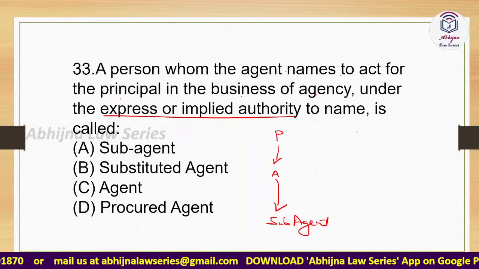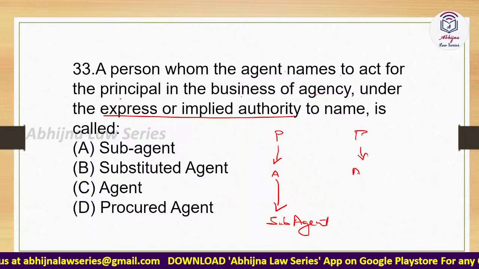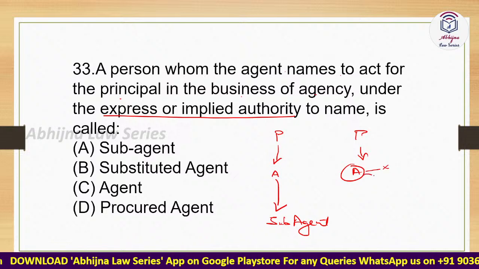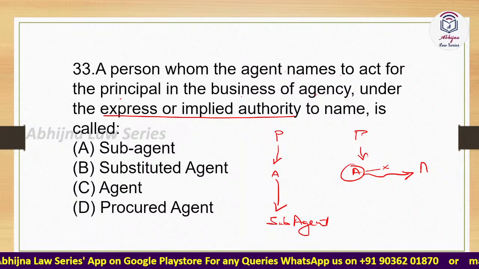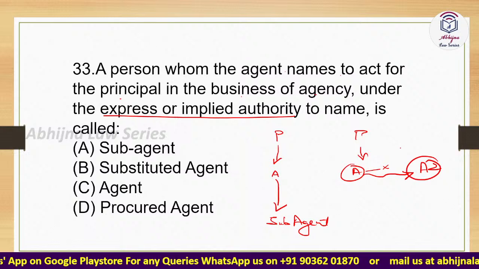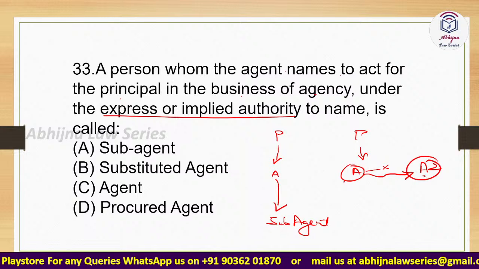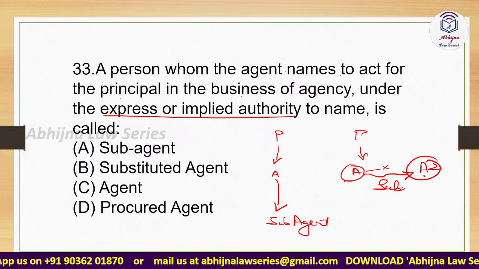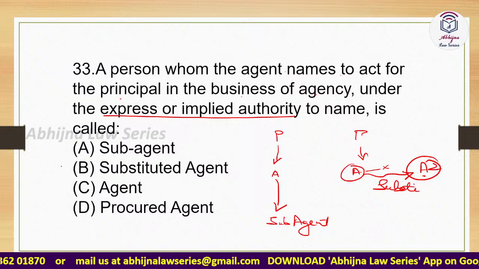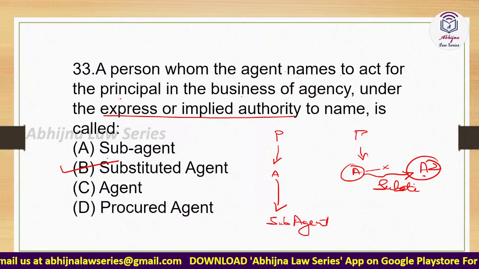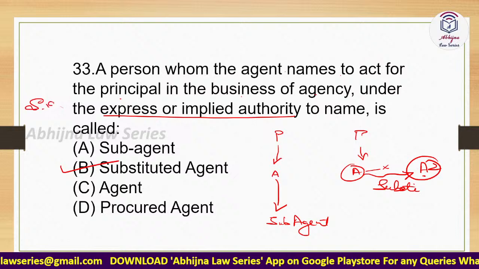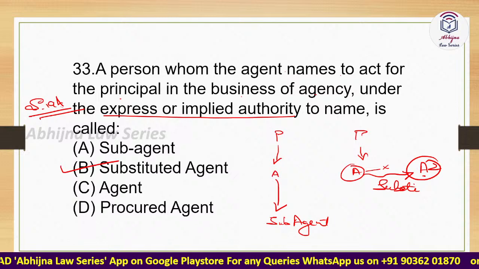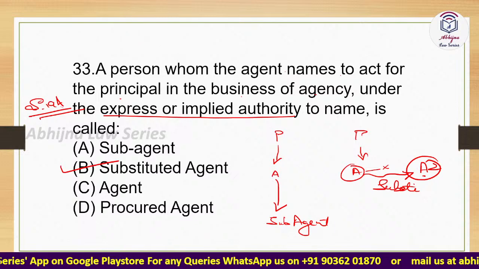But here what is happening? The principal has appointed A as an agent, but he is not willing to work. He is suggesting some other person to be agent. So he wants A2 to work in the place of A. So he is substituting. He is not a sub-agent, he is said to be a substituted agent. This we can find in section 194 of the Indian Contract Act. Sub-agent, section 191 we can find. Okay, next one.